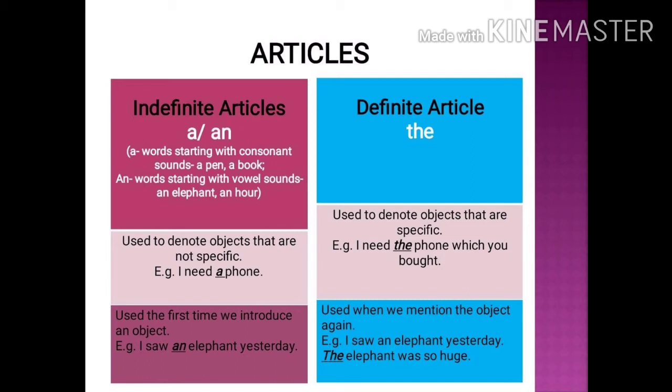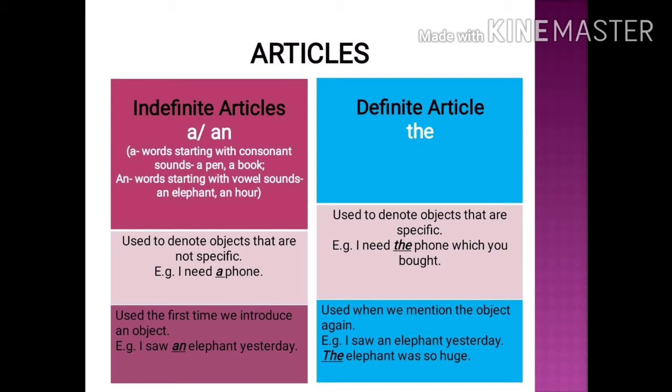Indefinite articles a and an are used when you are speaking about a noun for the first time, when you introduce an object. Look at the example given here. I saw an elephant yesterday. You're just speaking about an elephant for the first time. And if you're going to speak about the same elephant again, you should use the. Definite article the is used when we mention the object again.